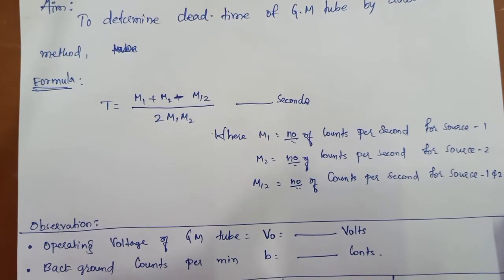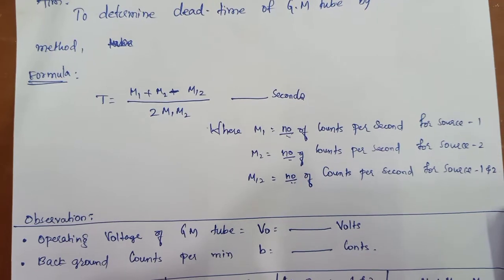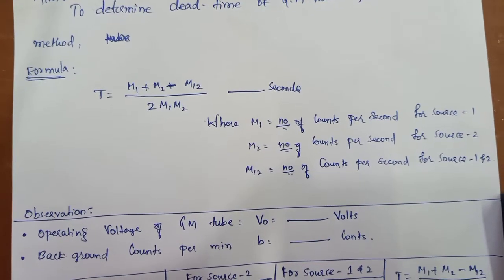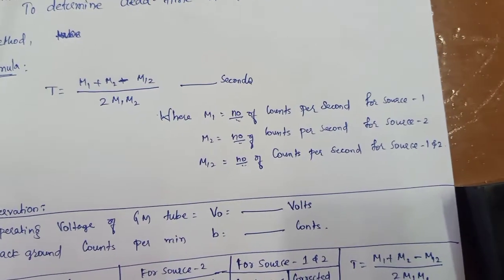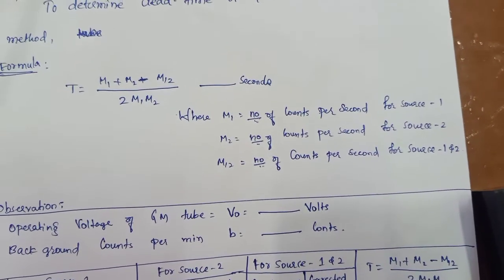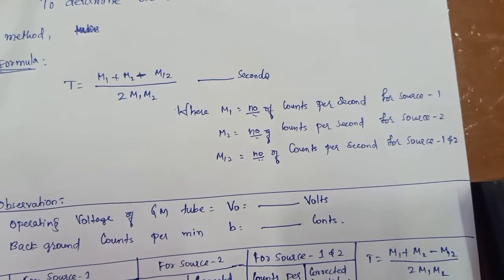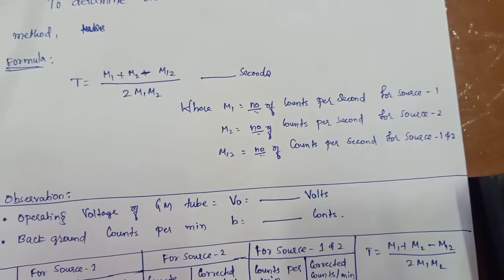Here we are using the formula T is equal to M1 plus M2 minus M12 divided by 2 M1 into M2, in seconds, where M1 is the number of counts per second for source 1, M2 is the number of counts for source 2, and M12 is the number of counts for sources 1 and 2 together.